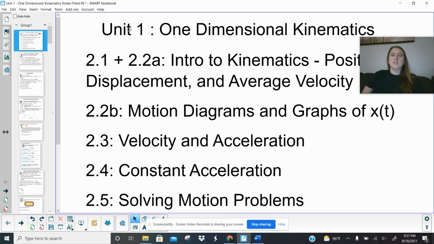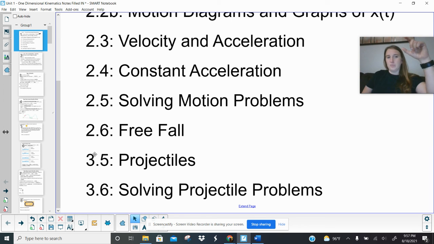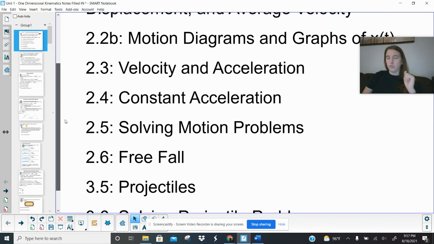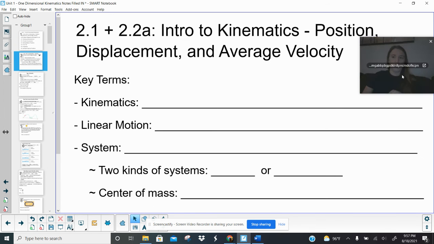Just quickly, this is Unit 1. It's called Kinematics. We're going to talk about what that means. But in the textbook, Unit 1 is comprised of Chapter 2 and parts of Chapter 3. But we're going to call this all Unit 1, so don't get confused by that. The unit numbers don't necessarily line up with the chapter numbers for our textbook.